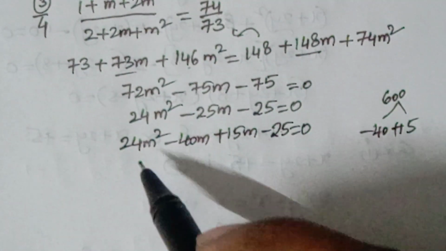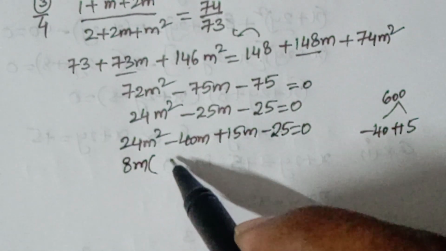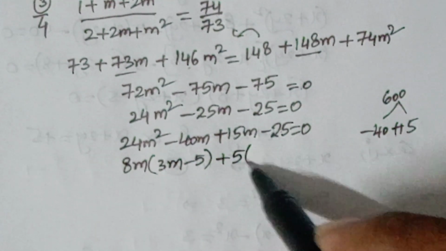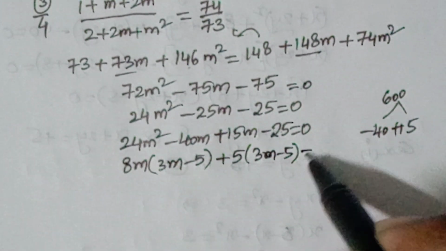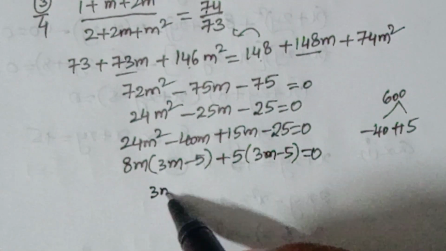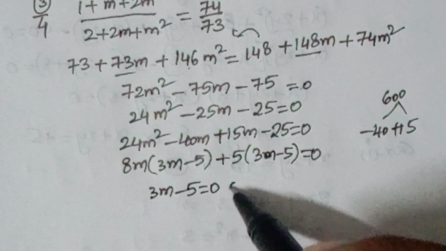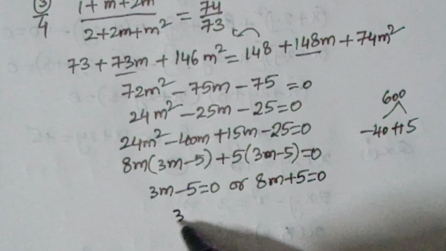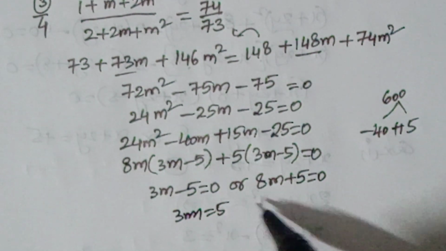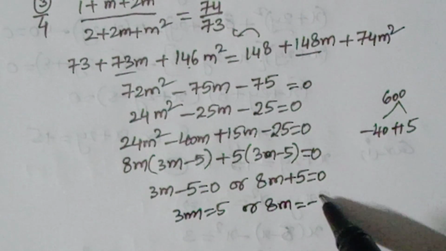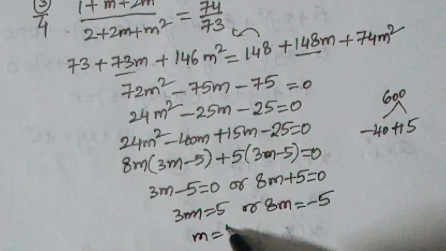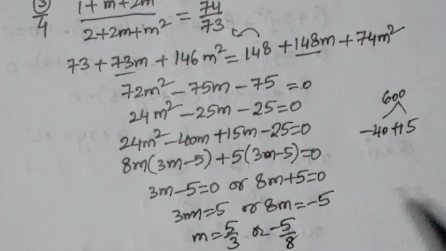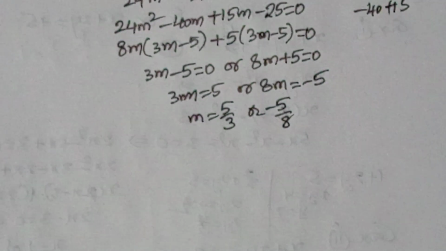If you take the factors, 8m is common: 8m into 3m minus 5, plus 5 into 3m minus 5 equal to 0. So 3m minus 5 equal to 0 or 8m plus 5 equal to 0. So 3m is equal to 5 or 8m is equal to minus 5. m is equal to 5 by 3 or minus 5 by 8. These are the values of m.